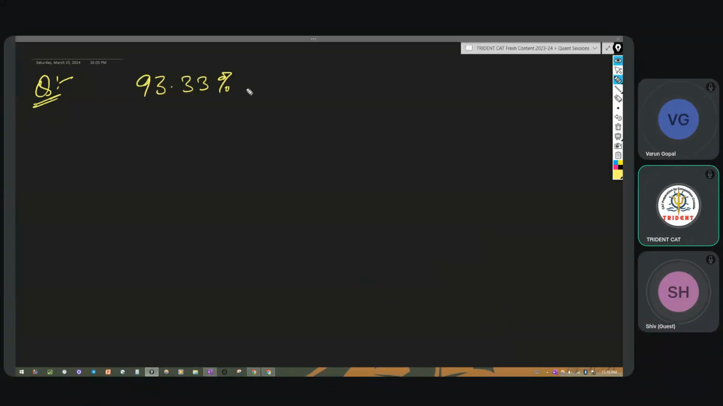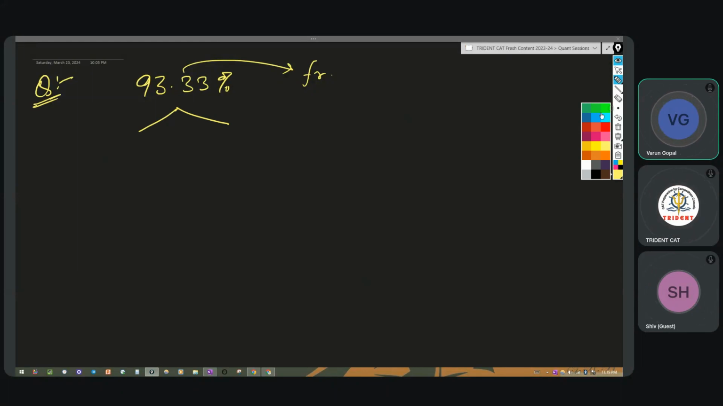93.333333 percentage, converting it to the fraction. Please understand, this is 93.3. The nearest century number will be 100. So obviously we should subtract something. That is a good idea. We can add also, that also works. 1 minus 1 by 15.